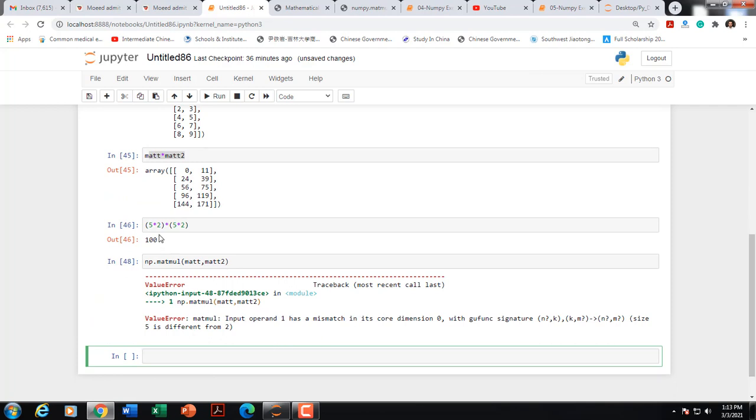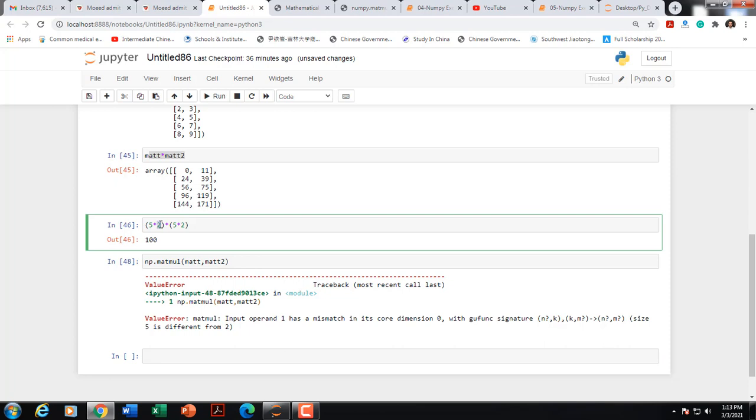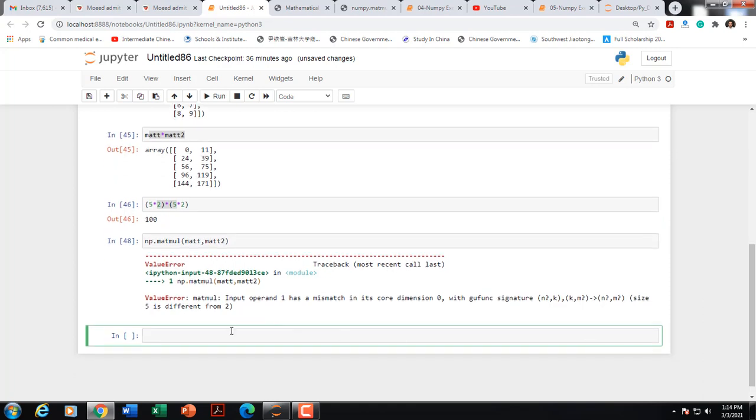By mismatch, it means that the number of columns of the first matrix is not equal to the number of rows of the second matrix. And it's pretty obvious over here. Mat has 2 columns, whereas Mat 2 has 5 rows. These two numbers are just not the same. So that's why this multiplication will not take place.